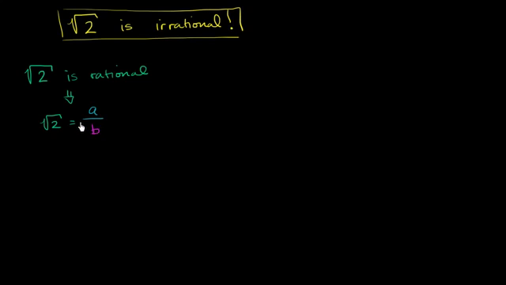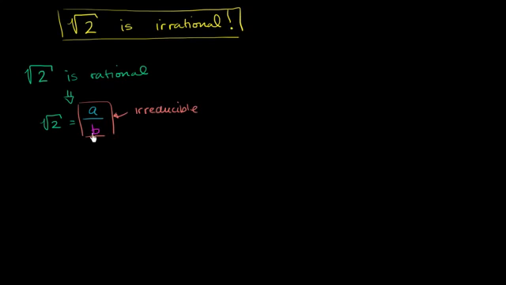Or another way of saying it is that we can write this as a ratio of two integers where this is irreducible, where these no longer share any factors. If you can write anything as the ratio of two integers, then you can obviously simplify it further, factor out any common factors to get it to a point where it is irreducible. So I'm going to assume that my a and b, that this fraction right over here, is irreducible. And this is important for setting up our contradiction.